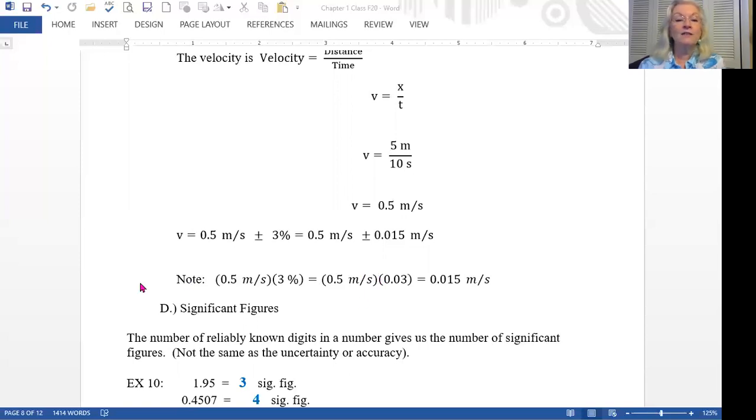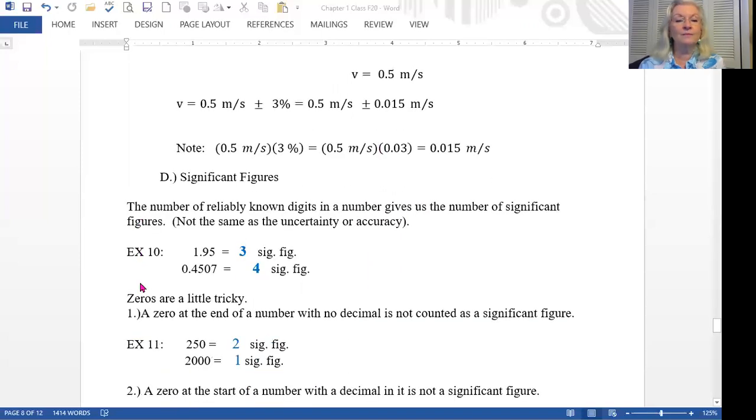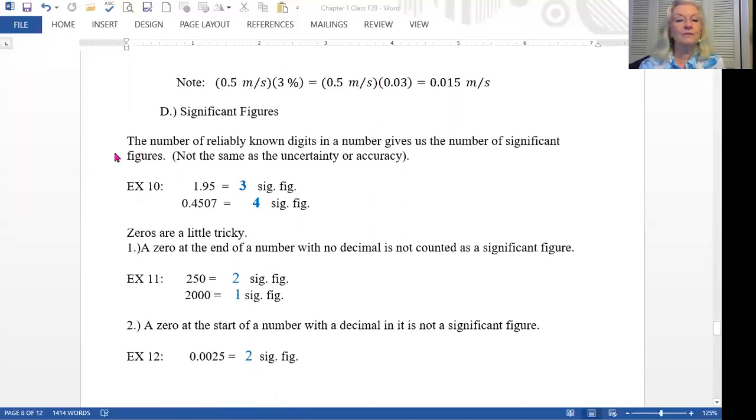So let's look at significant figures. The number of reliably known digits in a number gives us the number of significant figures, and it's not the same thing as the uncertainty or the accuracy. So if we write a number like 1.95, we've written down 3 non-zero digits, they are all significant, so it's got 3 significant figures.